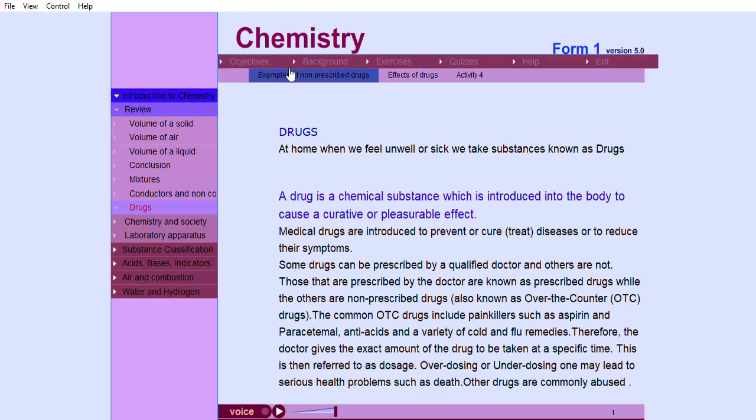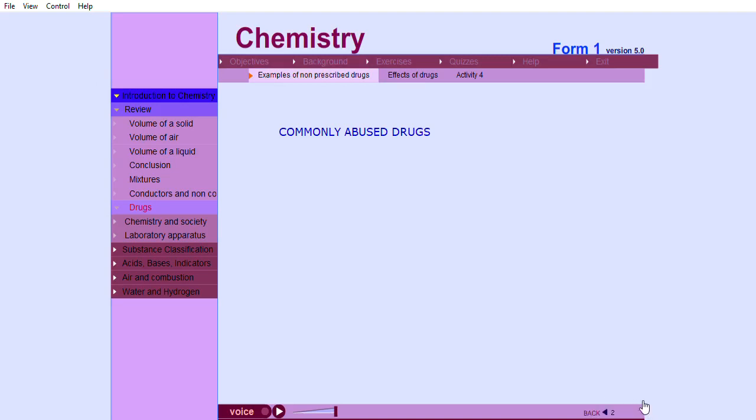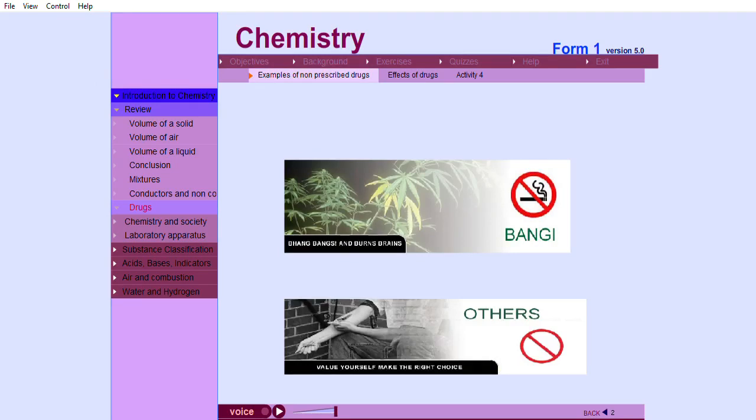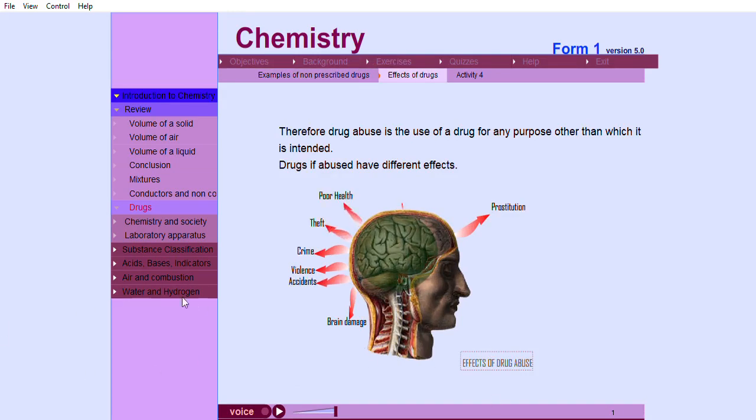Other drugs are commonly abused. These include alcohol, tobacco, inhalants, and mirra. Drugs, if abused, have different effects: prostitution, brain damage, crime, violence, accidents, theft, poor health, and truancy.